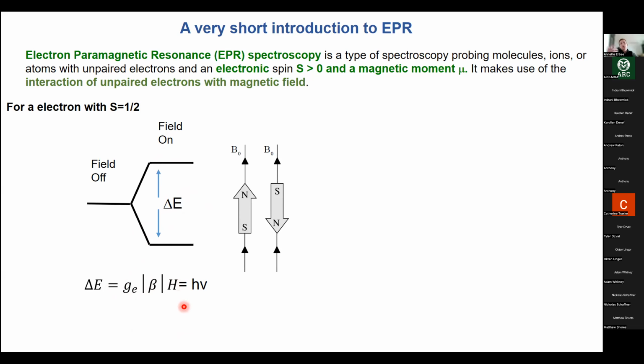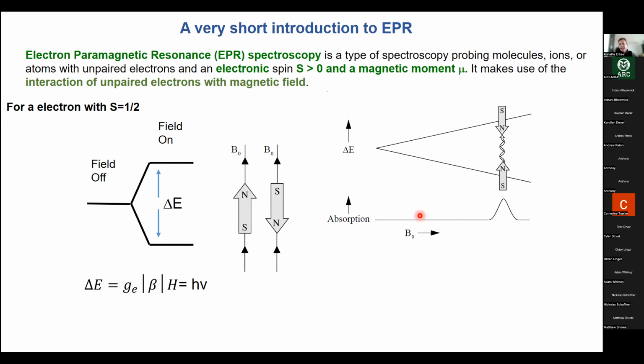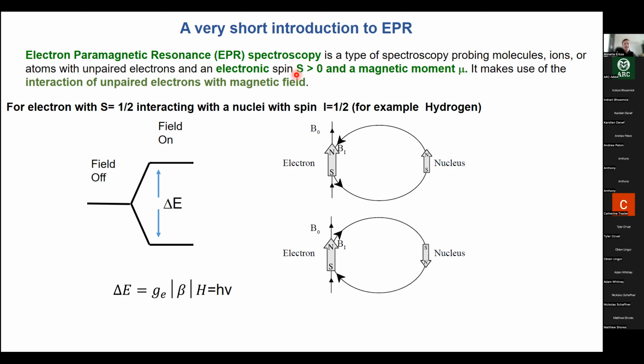So what we do in EPR is we scan the field and keep the electromagnetic radiation constant. And if the energy of the electromagnetic radiation matches the energy gap induced by the field, we get absorbance. And for reasons that help optimize signal to noise, the recorded spectrum in EPR does not look like an absorption spectrum, but it looks like the first derivative. So we need a magnet, we need a radiation source. That means, oh, I'm actually not quite there, sorry.